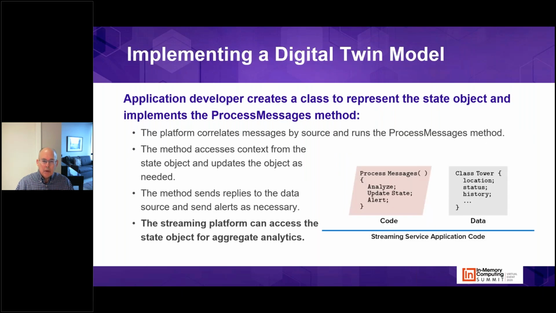So how would you implement such a model of a real-time digital twin? We talked about it having two components, a state object, which is shown on the right there, and then a process messages method. They're both implemented by the application developer to handle telemetry from a single data source. And the streaming platform can then access the state object's properties in order to generate aggregate analytics.